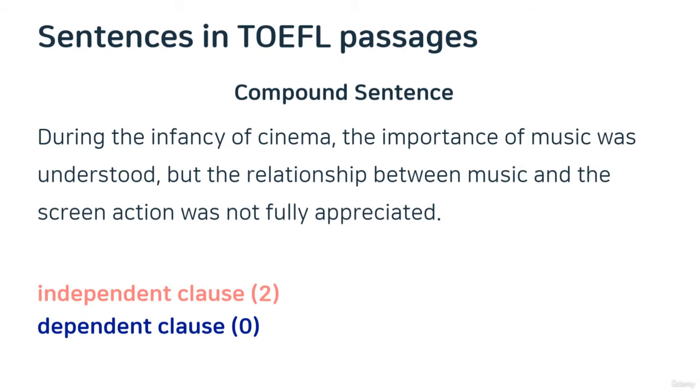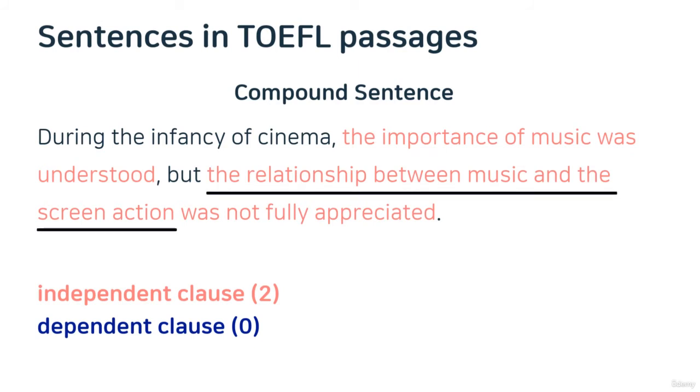It begins with a prepositional phrase, which is adverbial. It tells us when this sentence is about. Then we have the first independent clause, and it's joined to the second independent clause with the conjunction but. And the second independent clause has a long noun phrase, which functions as the subject of the clause.